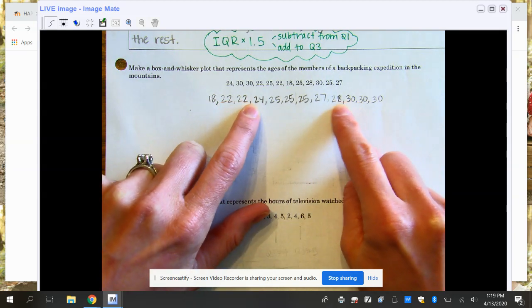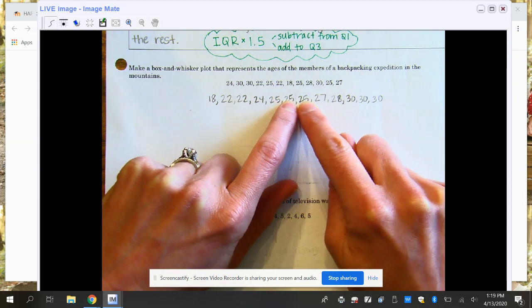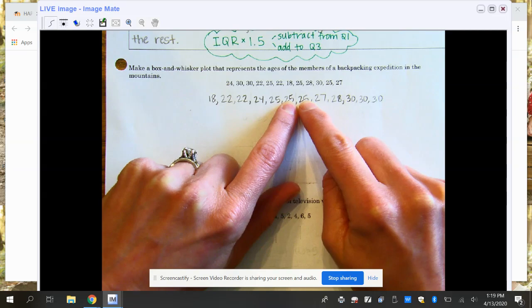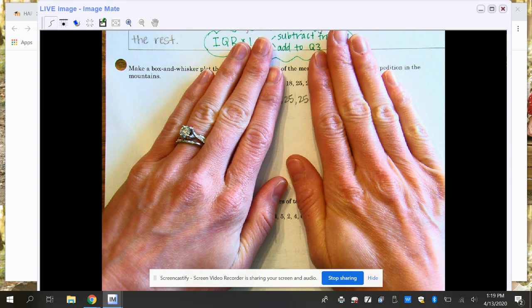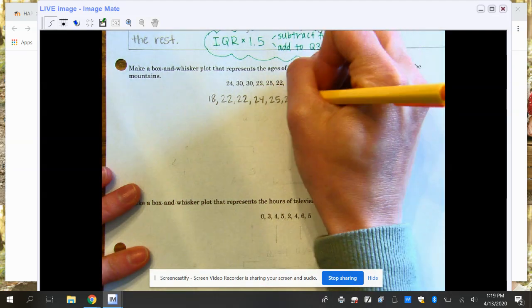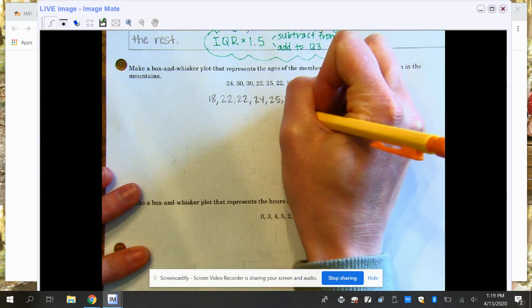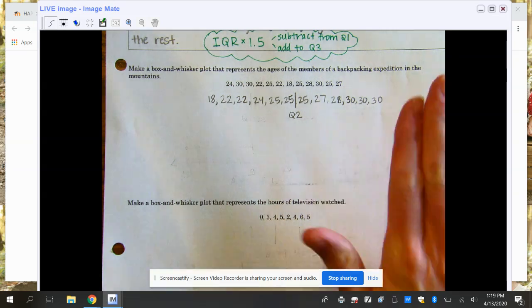2, 3, 4, 5, and so if I go in 6 more, I don't have necessarily one value that's the median. So remember, when you have 2 values in the center, your median is going to be the average of those 2 values. So 25 plus 25 is 50. 50 divided by 2 is 25. So I'm going to draw a line right here to separate my data into 2 equal pieces.